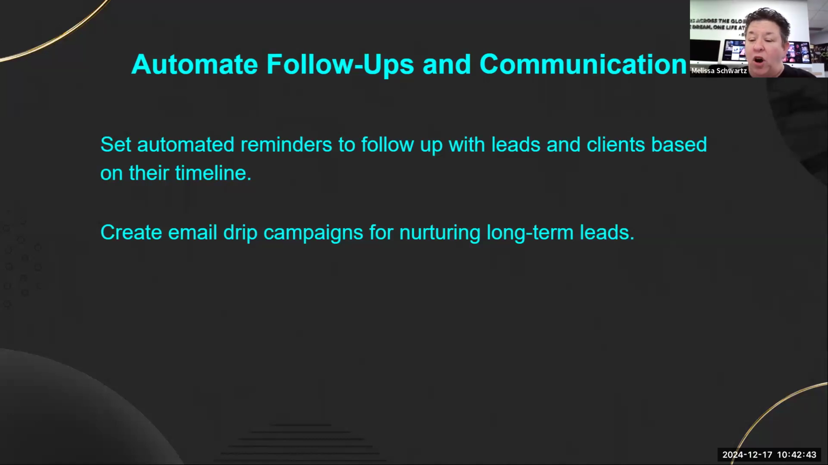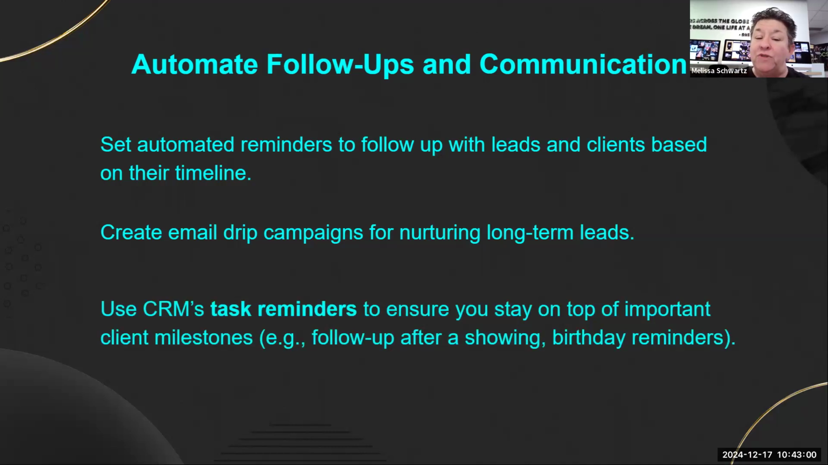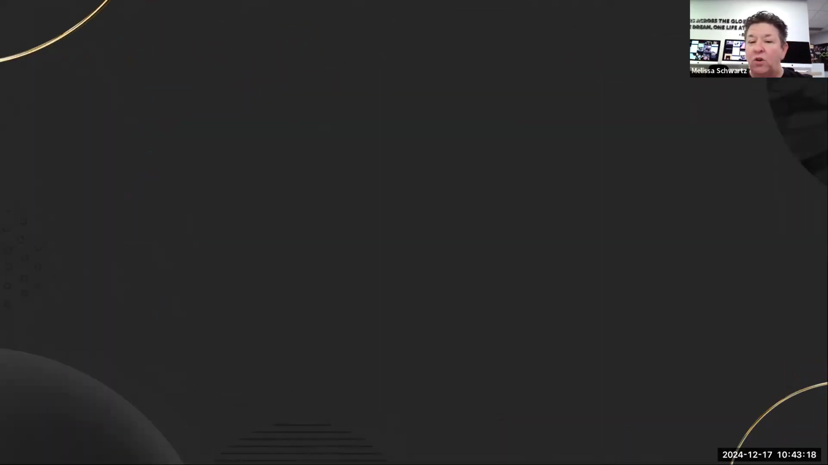Our own Sync system, our own OneSuite, has an email drip campaign so you can nurture long-term leads. There are a ton of things that you can put into place, including a whole set of letters that can go out over the entire first year of working with a client, right? You can use task reminders to make sure that you're hitting milestones, right? Following up after a showing, a birthday reminder, maybe it's a holiday, an anniversary after they moved in. You can set the CRM to trigger you for future things after you've put somebody in a home or after somebody has sold a home.